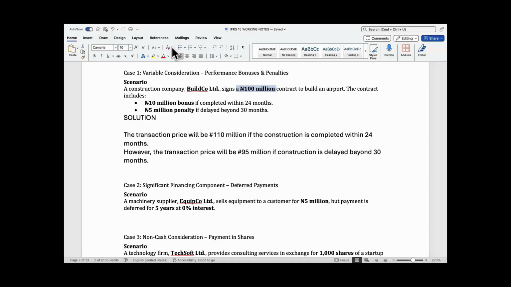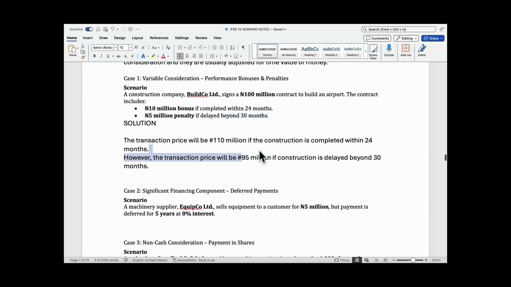You will still get it, but it's gradually, small, small. You cannot recognize the whole of the 100 million now. So small, small, small. By the time you yourself see that you have delayed beyond 30 months, then you know that your revenue cannot be more than 95 million that you can recognize, because at that point you will have known. So that's the way that works.